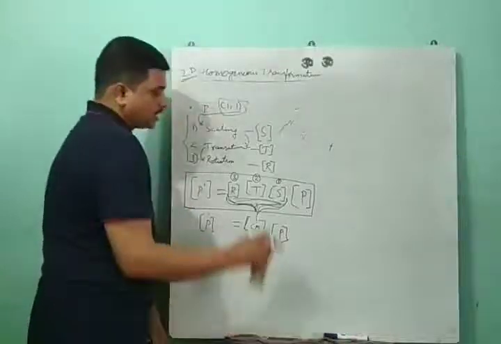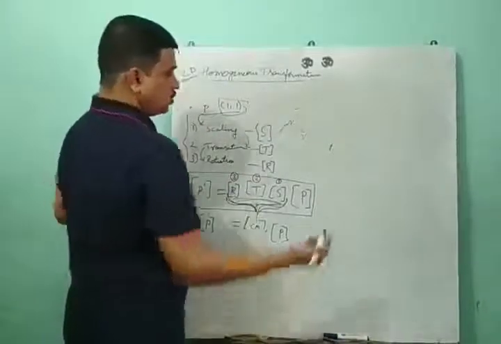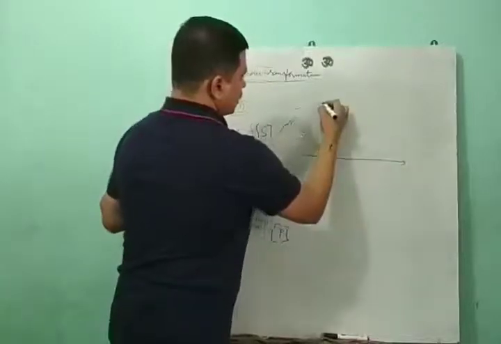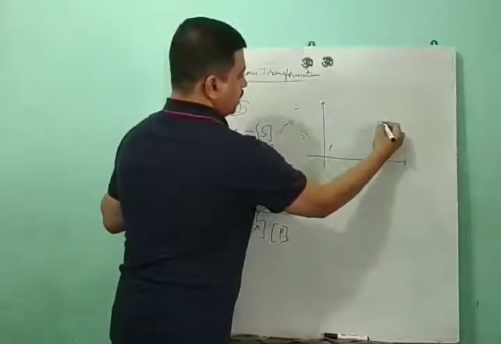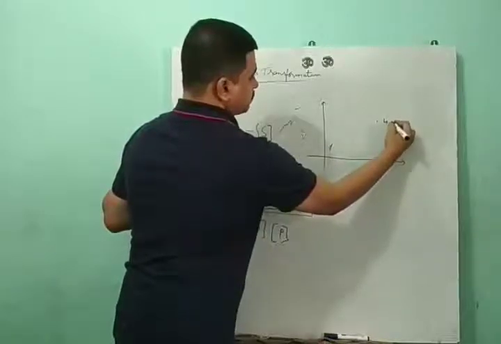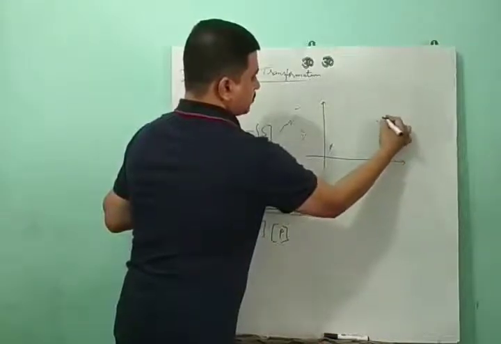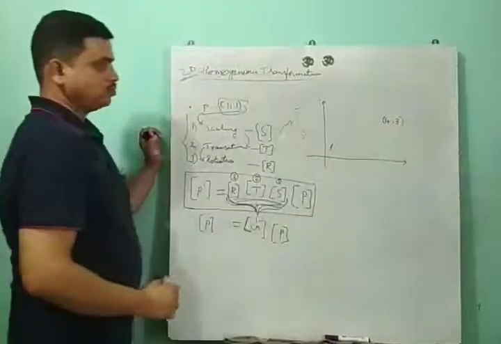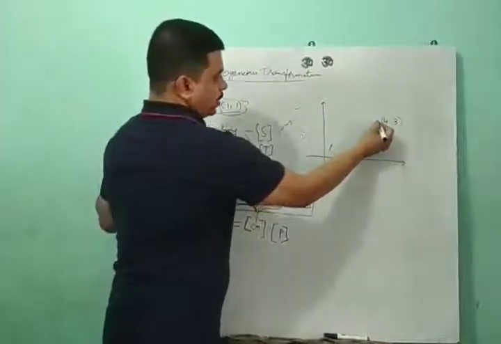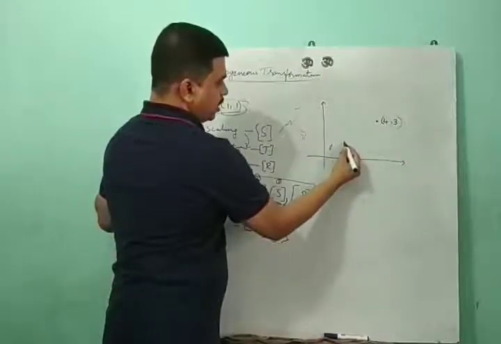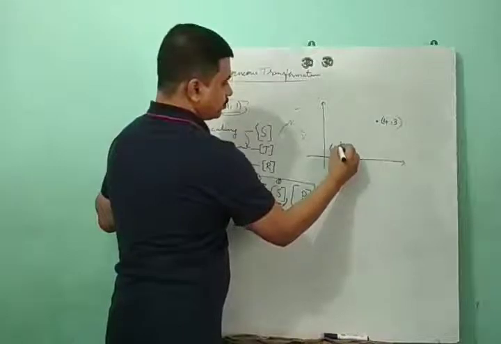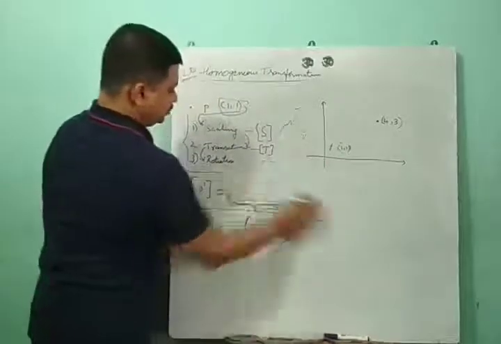Let us take another example. There is a point you can consider here in the graph, at a location, say 4, 3. Now this point 4, 3 has to be rotated about a given point 1, 1. This is the situation now.